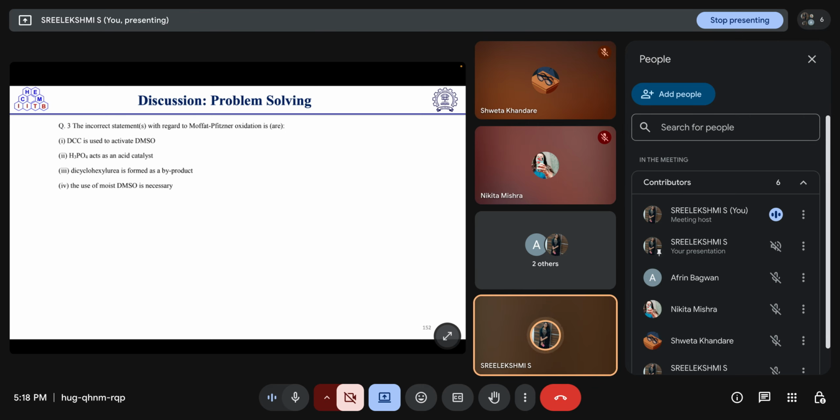Now, the third question: the incorrect statement with regard to Moffatt-Pfitzner oxidation. First one is DCC is used to activate DMSO. H3PO4 acts as an acid catalyst. Dicyclohexylurea is formed as a byproduct. The use of moist DMSO is necessary. So, which of these is wrong?